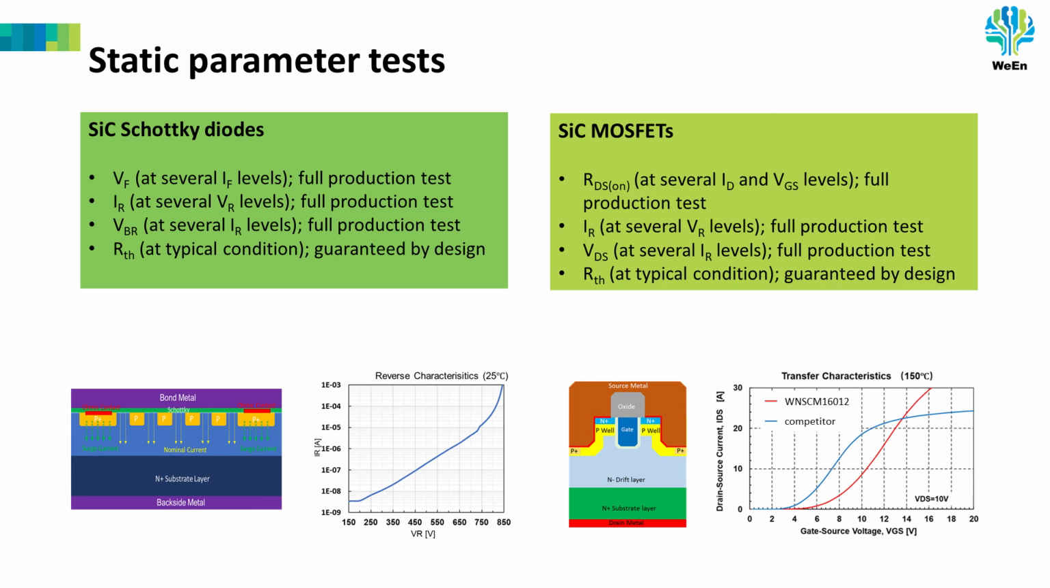For silicon carbide MOSFETs, RDS(on) at several drain currents and VGS levels is a full production test. Reverse current at several reverse voltage levels is also a full production test. And VDS at several reverse current levels is a full production test. Again here, the thermal resistance at typical condition is guaranteed by design.